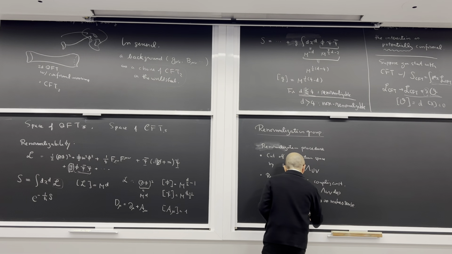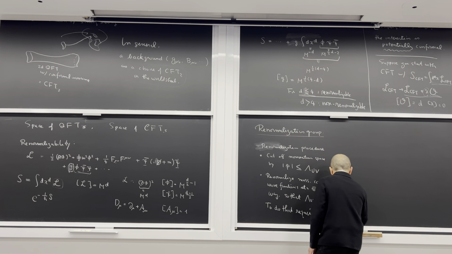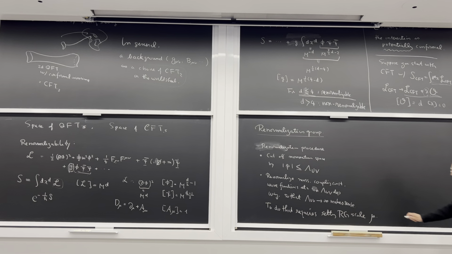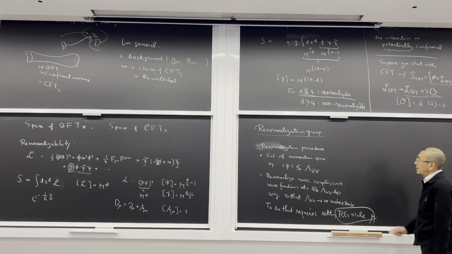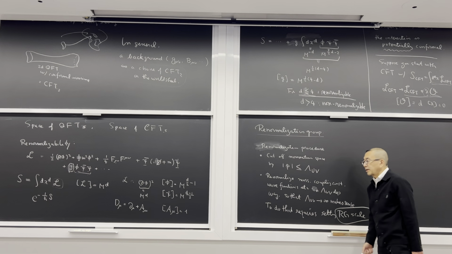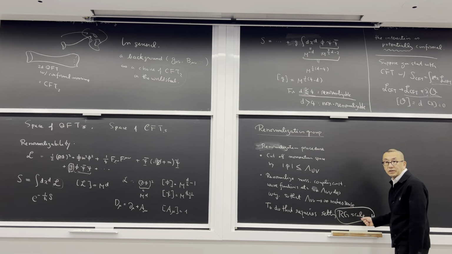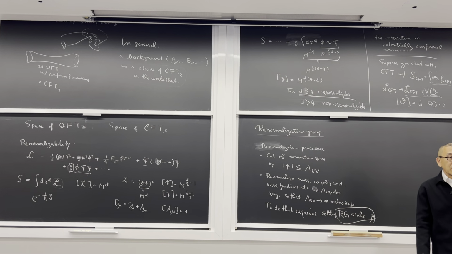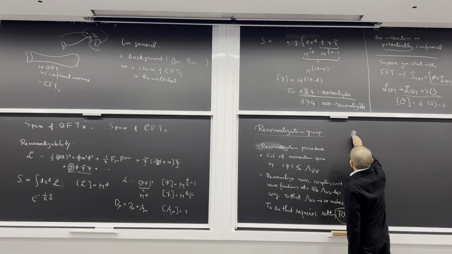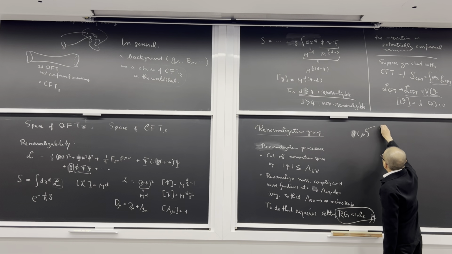So that requires setting the renormalization group scale, which is called mu. That means that after this procedure, the mass, the coupling constant, the wave function, etc., acquire dependence on the renormalization scale. For example, the coupling constant G now becomes a function of the renormalization scale.